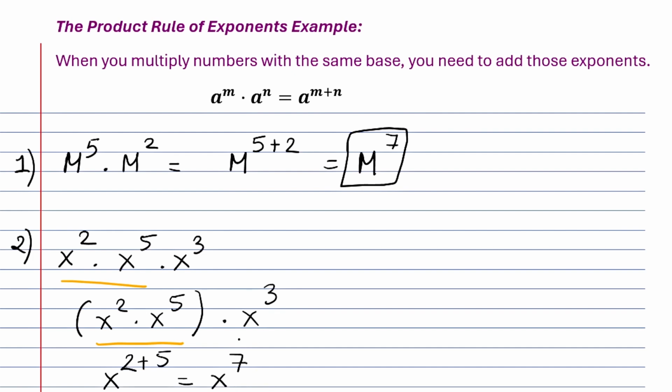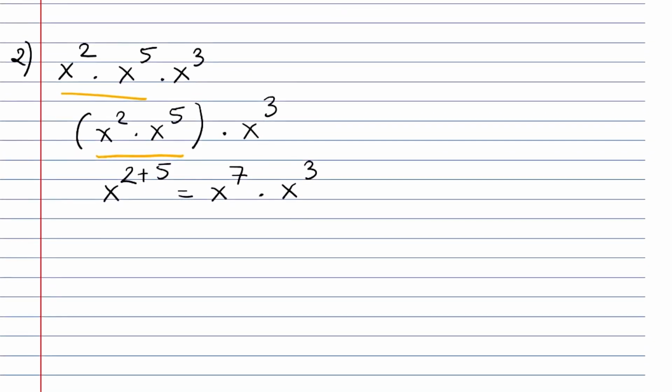Now, don't forget, we still have to solve for x raised to 3. So we're going to bring that down, and now we're going to start solving this. Since here also we have the same base, we're going to add the exponents. As you can see, if we have the same base, we can add our exponents, and here the exponents are 7 and 3. So we started solving, and that answer is x raised to 10.